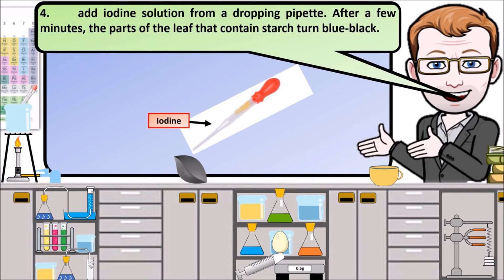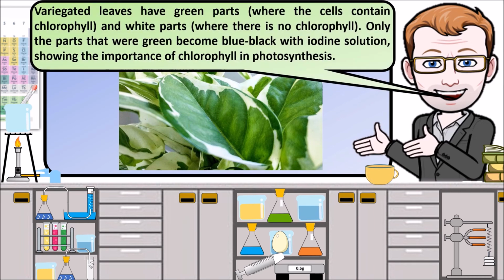So variegated leaves have green parts, where the cells contain chlorophyll, and white parts where there is no chlorophyll. So only the green parts become blue-black with the iodine solution, which shows where the chlorophyll is present, because that is where the photosynthesis will have taken place.